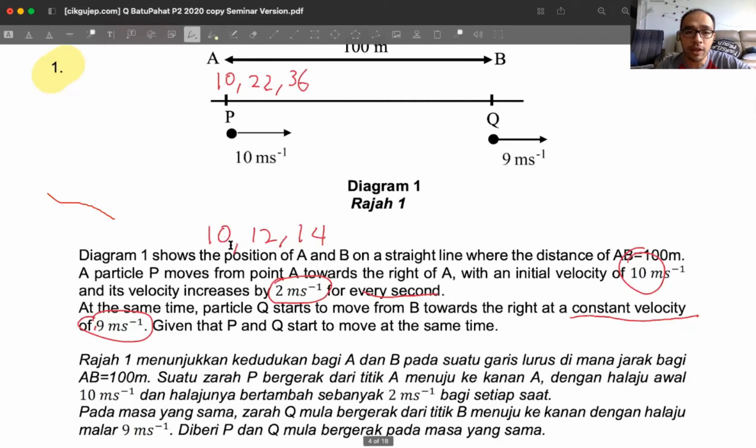Okay, this one, the velocity increases by 2 meters per second. It means every second, they will travel 2 extra meters from the second before. So this is 10, 12, 14, 16, 18. I'm going to go all the way until 10 now. 1, 2, 3, 4, 5, 6, okay, 7.